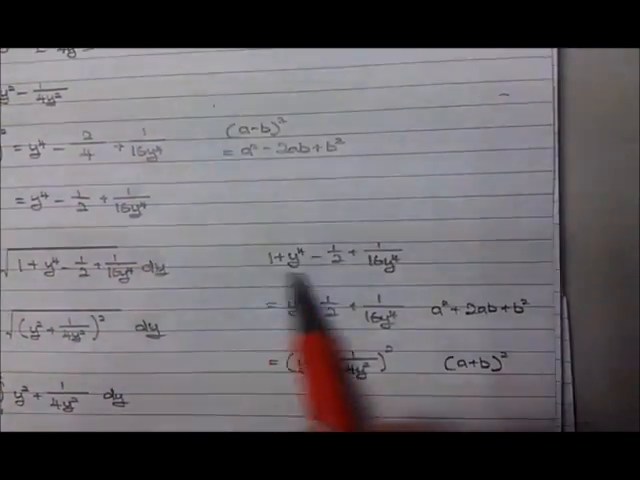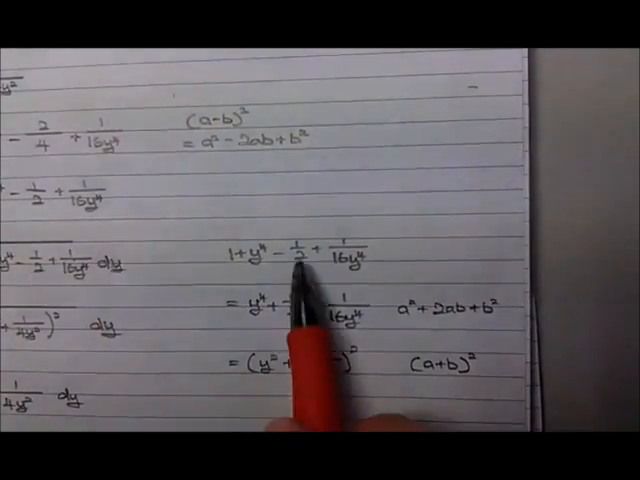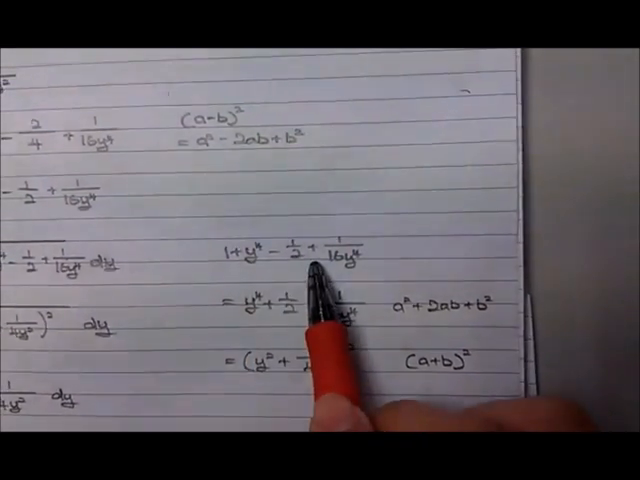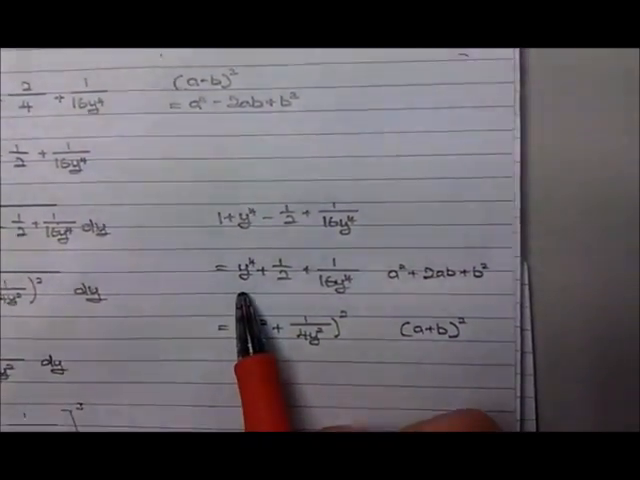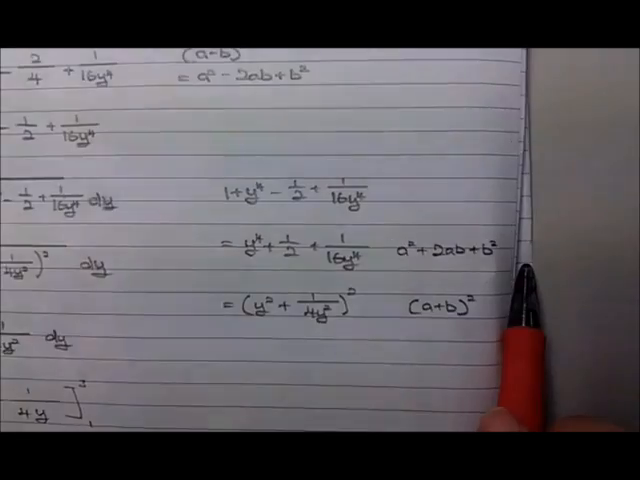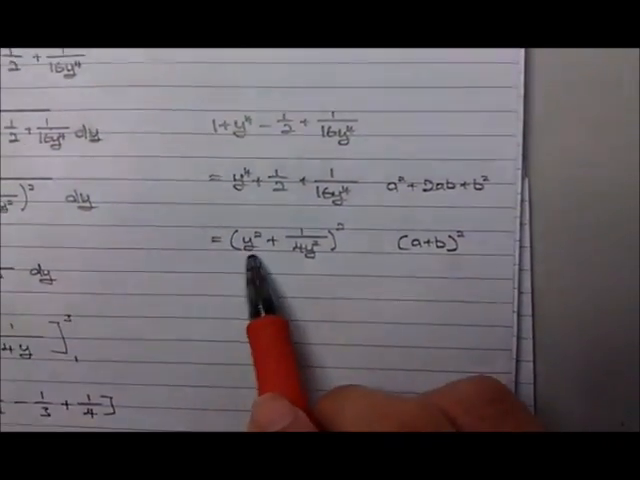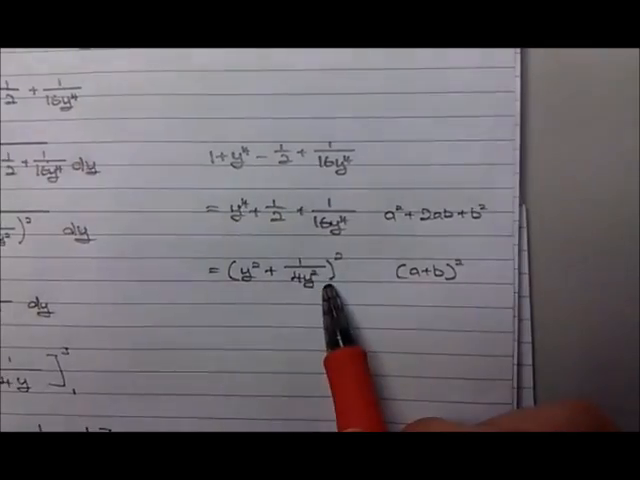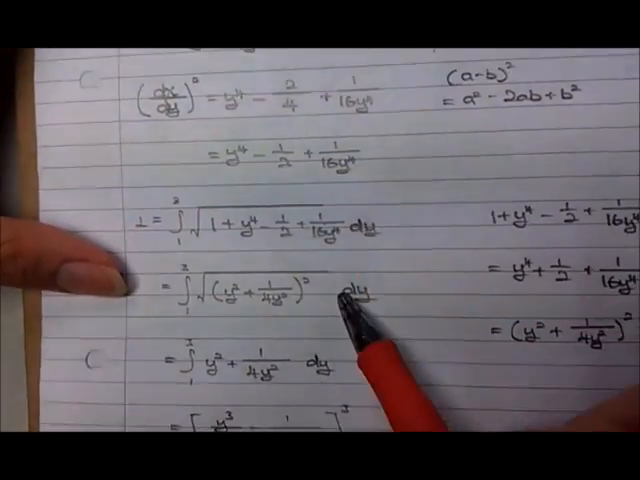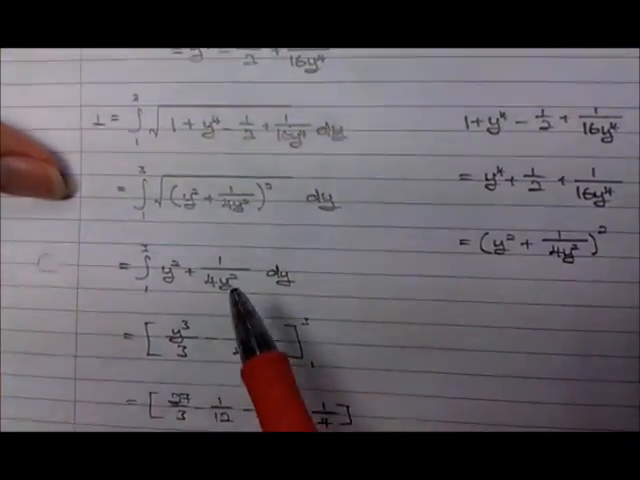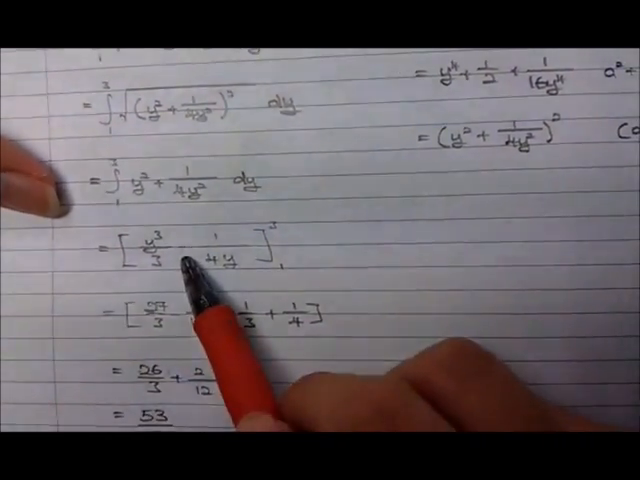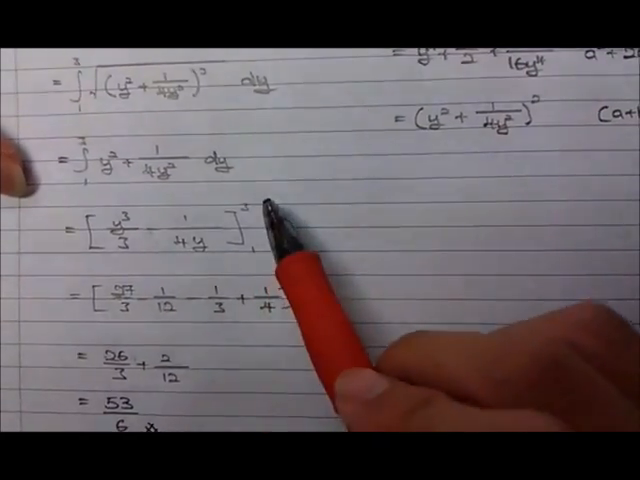So let's solve this. You get minus 1 minus half, which gives plus half. So y to the power 4 plus half plus 1 over 16y to the power 4, which is like this. Then you get y squared plus 1 over 4y squared, the whole thing squared, same. Let's come back to this. From here you take out the square root, and integrate this: y to the power 3 over 3 minus 1 over 4y, limit 3 to 1.